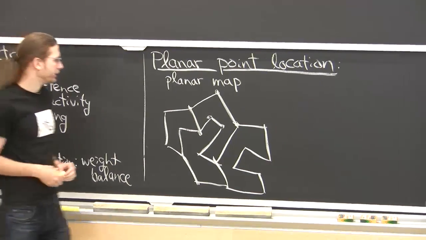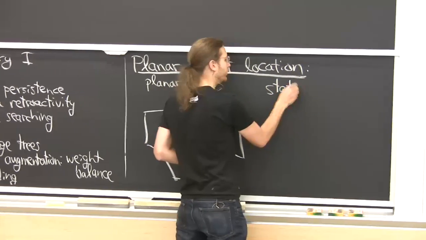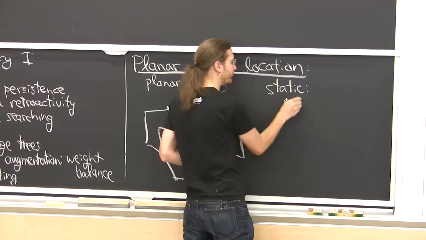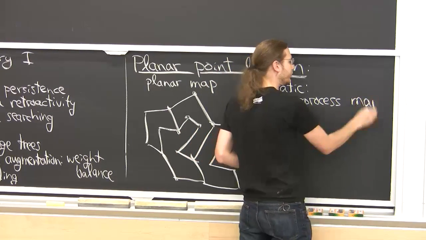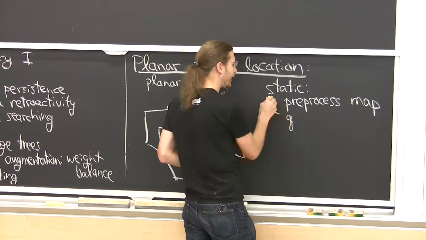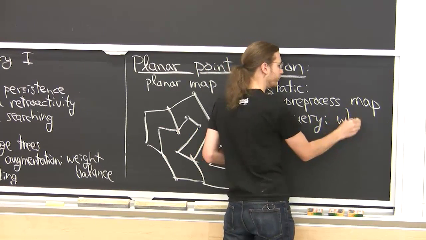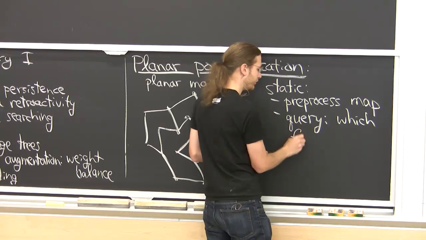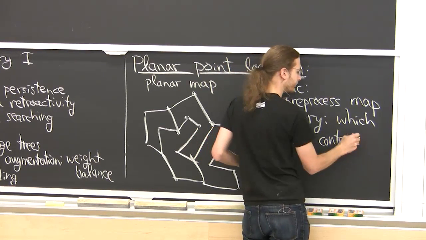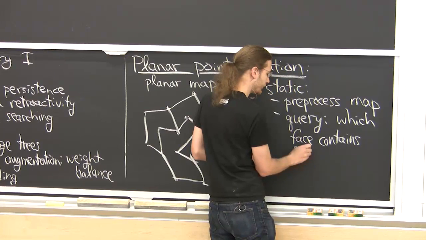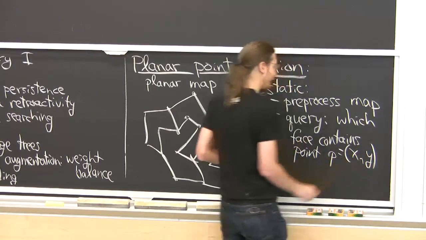And the static version of this problem, so there are 2 versions. One is static. You want to pre-process the map. So I give you a single map up front, and then I want to support dynamic queries, which are: which face contains a point P. So that point P is going to be given to you as coordinates, x and y.